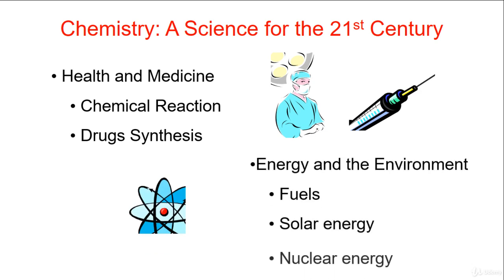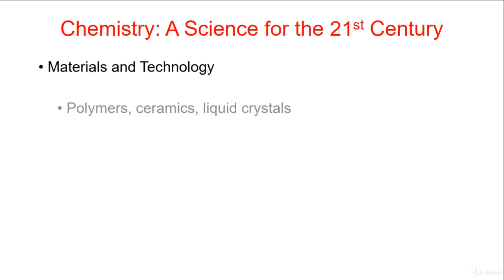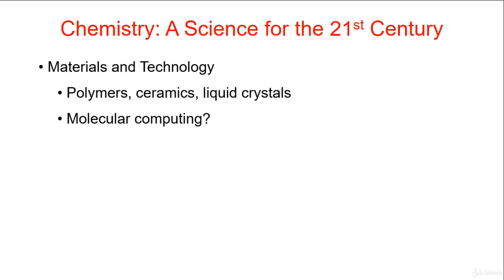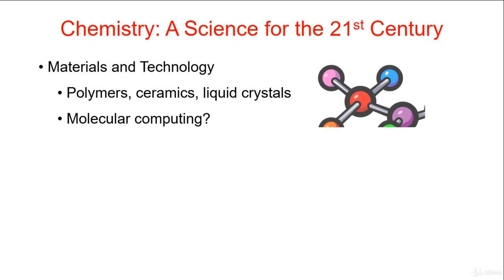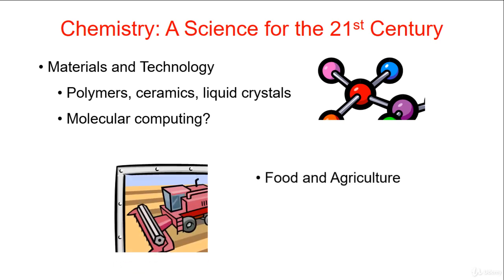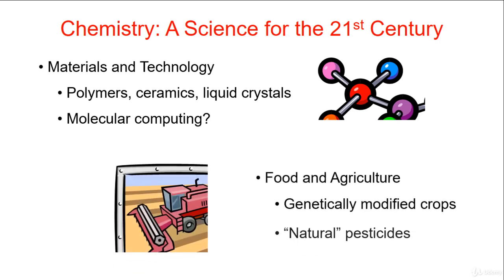Chemistry, of course, helps us to cope with increasing pressure on energy, food, water, and other scarce natural resources, and to live more sustainably. Also, materials and technology: polymers, ceramics, liquid crystals, molecular computing, also one field for application of chemistry. Computational chemistry is a branch of chemistry that uses computer simulation to assist in solving chemical problems. Also, we can say from application, genetically modified crops, natural pesticides, and specialized fertilizers.